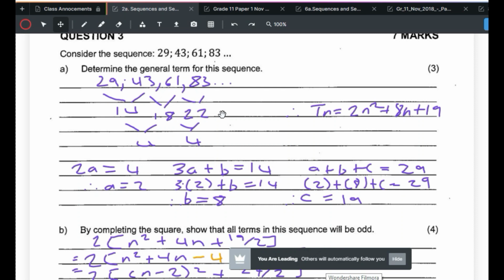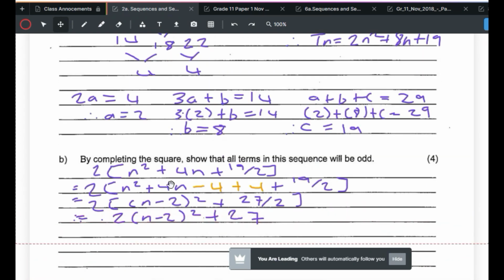So you did your general term of your sequence, which is awesome, right? You got your A, you got your B, you got your C, and that's your equation. Then you came here, you did your completing the square, right? They said by completing the square, show that all terms in the sequence will be odd, right?